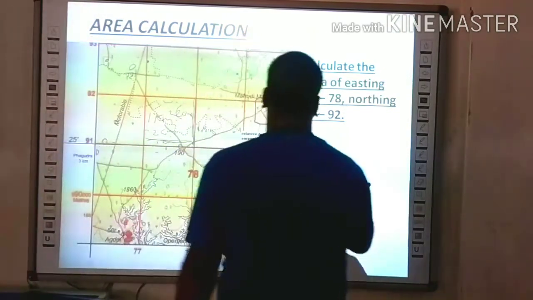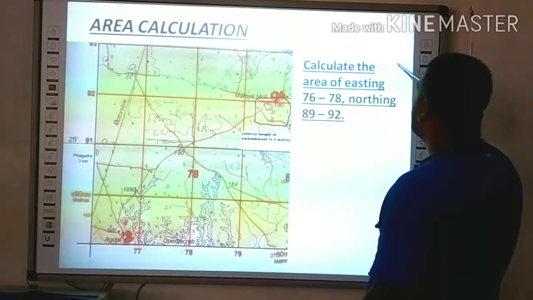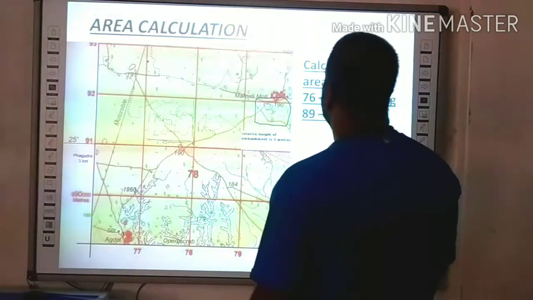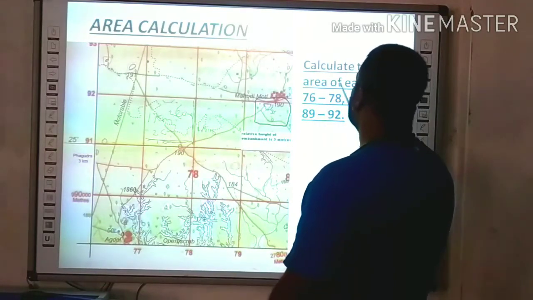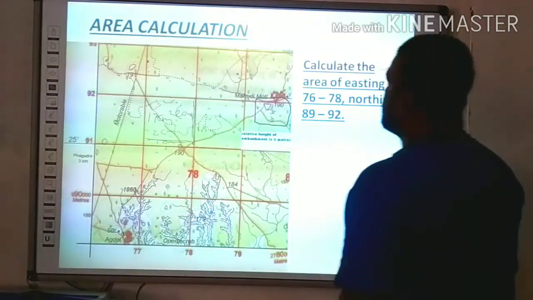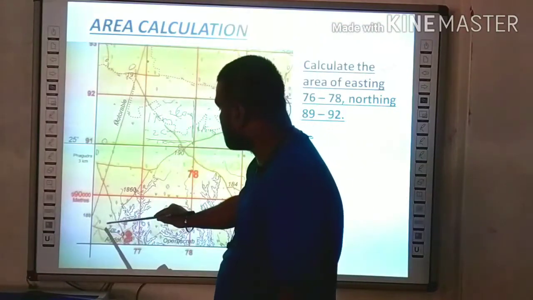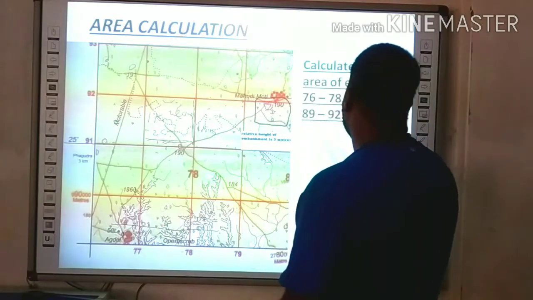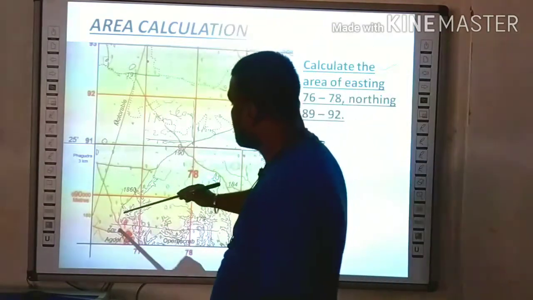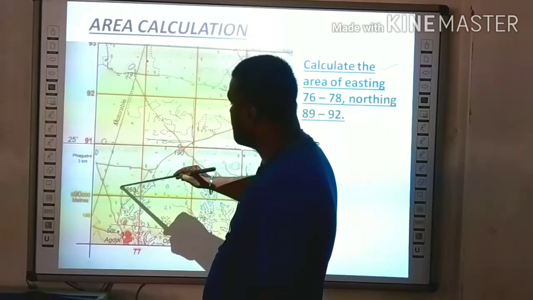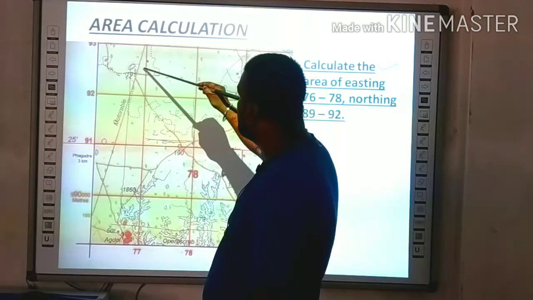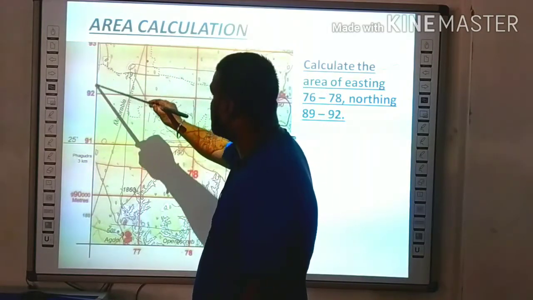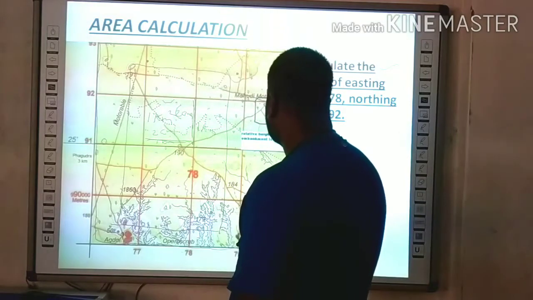Now say you have been asked a question: calculate the area of easting 76, 78, northing 89, 92. So how will you do that? Let us first identify the area: 76, 77, 78 is the easting, and northing 89, 90, 91, 92. It means that you have to find the area of this portion of the map. This entire portion you have to find out the area.